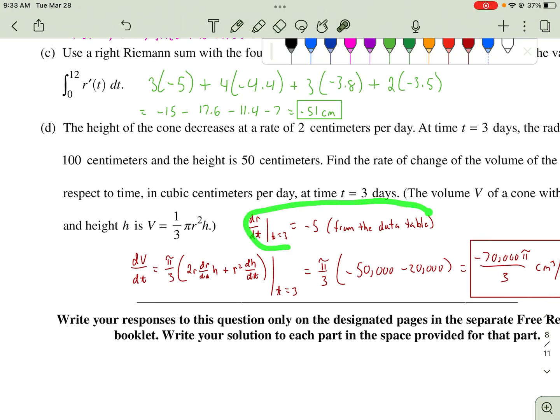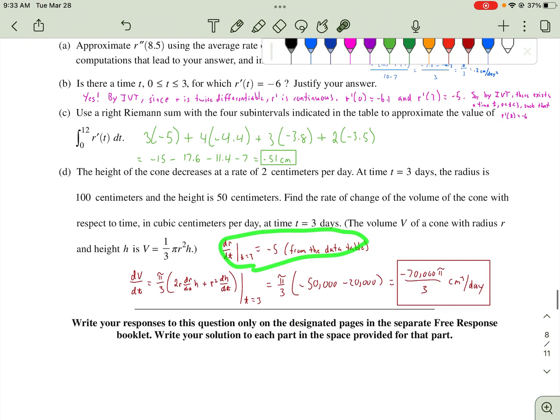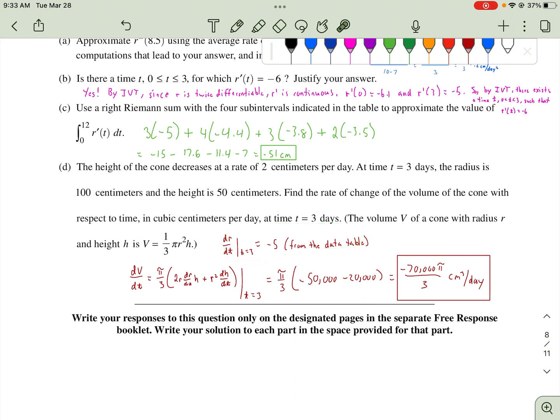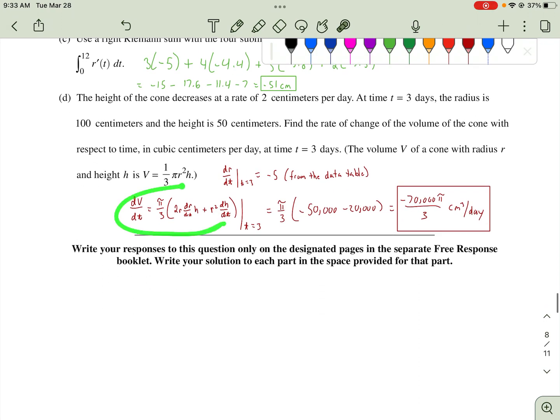And then dr/dt at t equals 3, that's just r prime, which was given to be negative 5. And then dh/dt is given to be negative 2. So I plugged all those numbers in. Again, you don't need a simplified version of this, but if you did simplify it all the way, it ends up being that. Make sure you can do this derivative correctly. That's the key point here.